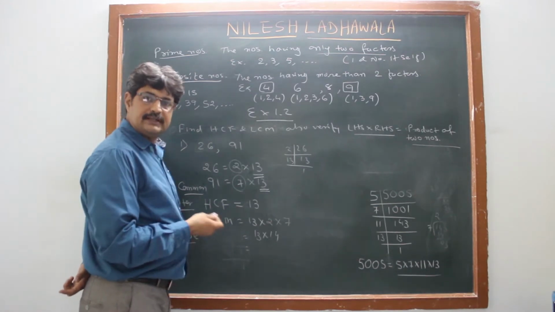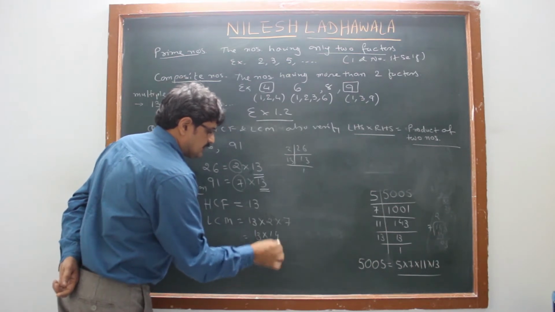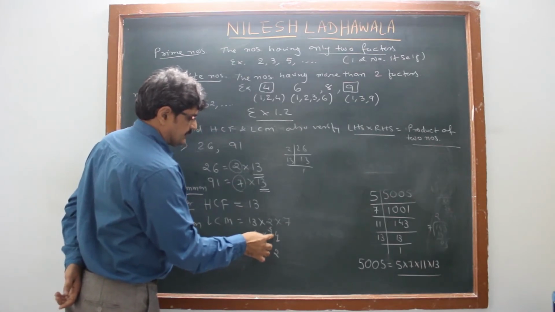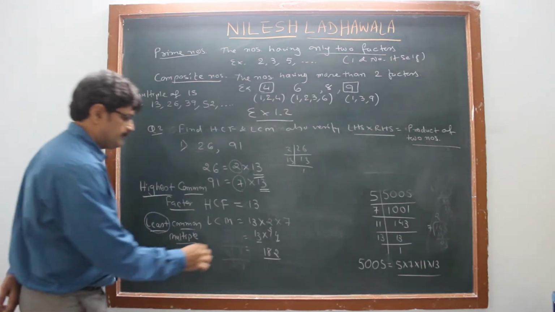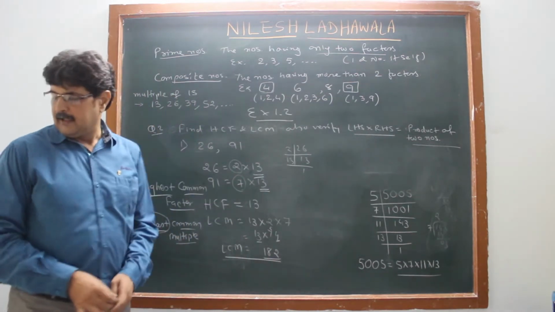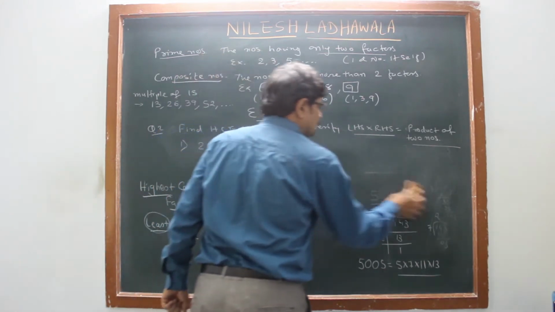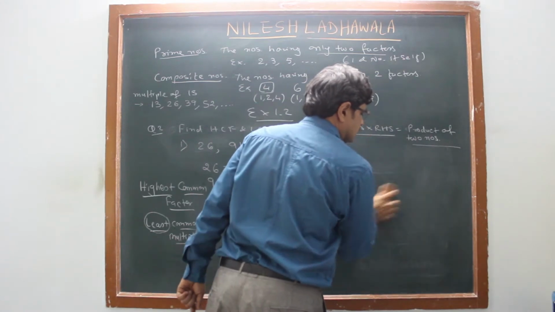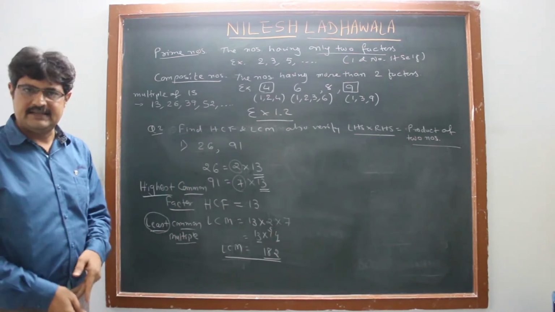Now you can do the multiplication here. 13 fours are 52, so we write 2 and carry over 5. 13 ones are 13, and 13 plus 5 is 18. So the least common multiple, the LCM of these two numbers, is 182. Now I will verify that LHS into RHS is equal to the product of two numbers. The product of two numbers means A multiplied by B, where I consider A as 26 and B as 91.